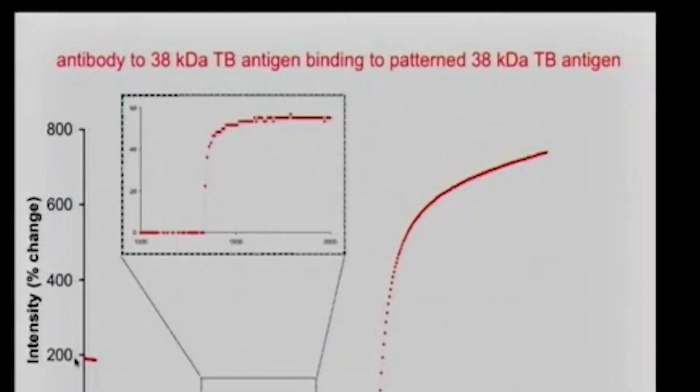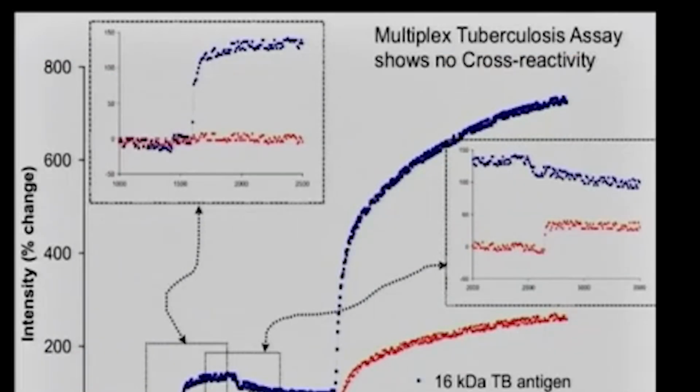Now, if you look at the second spot, which is filled with a 38 kilodalton TB antigen, you can do the same experiment, and then we'll put them together. There are two spots together. At this point, we introduced the 16 kilodalton TB antibody, and one of the spots got more intense, the other one did not. Then we introduced the 38 kilodalton, and the other spot got more intense. Then we amplified them both. The blue one is 16 kD, and the 38 kD is the red one. It is able to measure both simultaneously.